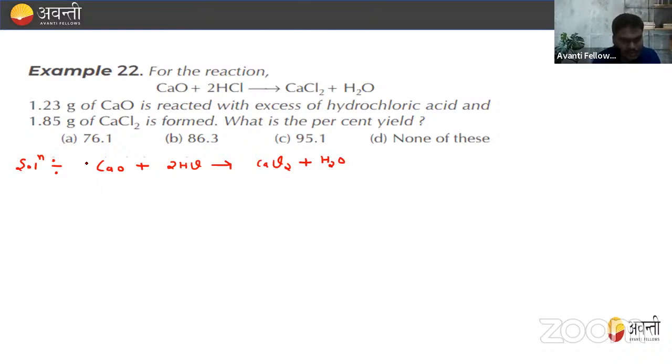So we know that 1 mole of calcium oxide reacts to form 1 mole of calcium chloride. So we can say that calcium oxide has a molecular mass of what, beta? That is 56 gram.